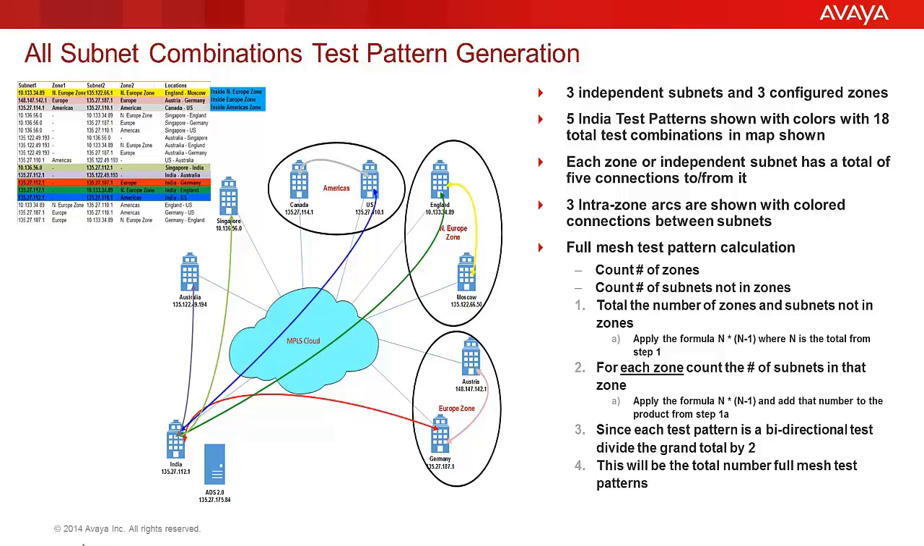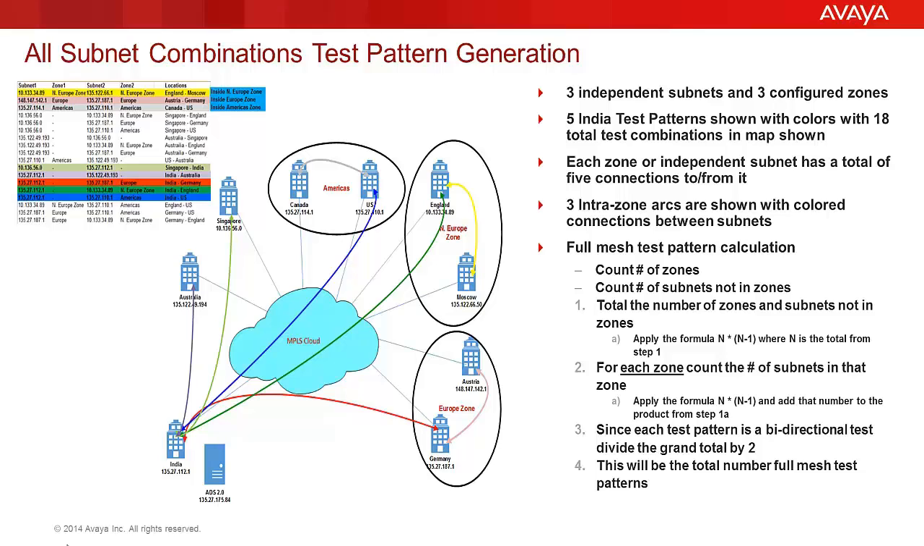The colored arcs from the India location are shown to illustrate that there is a connection from each subnet to each other independent subnet and one connection to each zone. Each zone or independent subnet has a similar number of connections to and from it. Within each zone, a colored arc indicates that there's intra-zone communication between the subnets in that zone. The lower half of the text defines the steps to calculate the number of connections in a full mesh based on the diagram shown with 3 zones configured.